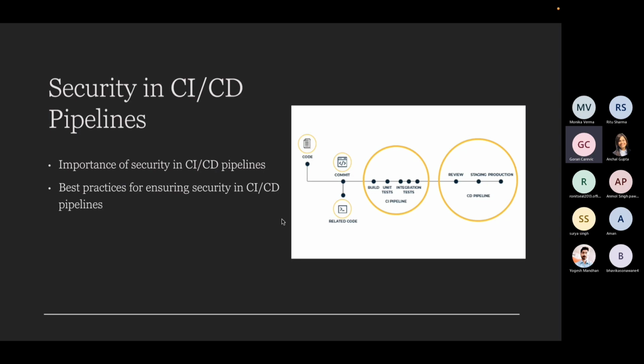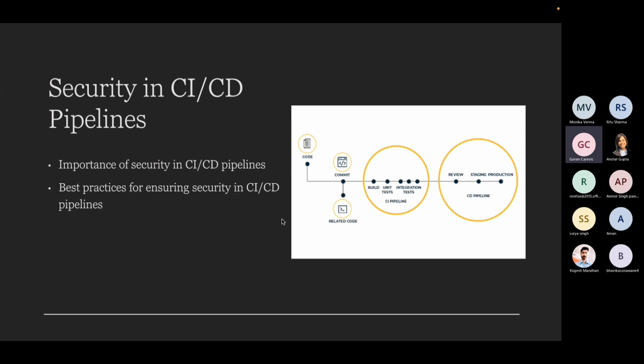Use secure authentication and authorization. Basically, this goes without saying, but you will need to use secure authentication mechanisms to protect your CI/CD pipeline. You will also need to use encryption. Basically, you can encrypt all your sensitive data in transit and at rest to ensure that it's protected from unauthorized access.